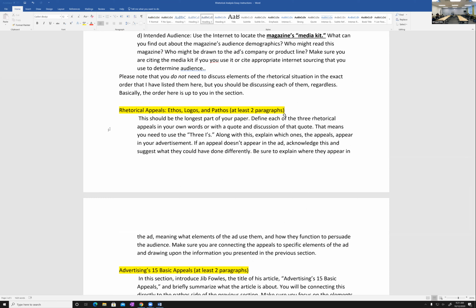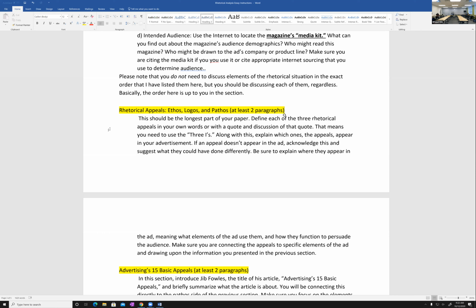That's what this week's activities are all geared toward. And so this is probably the longest part of your paper, the largest section, because you are going to have to define each of those appeals in your own words, or you are allowed to do a quote and discussion of the quote. So as you are reading, maybe you read in our textbook the definition and you want to use a quote from our textbook, you're allowed to do that, but then you must discuss that quote in your own words. If you do not want to quote, then you can summarize things in your own words, but you have to use all your own words.